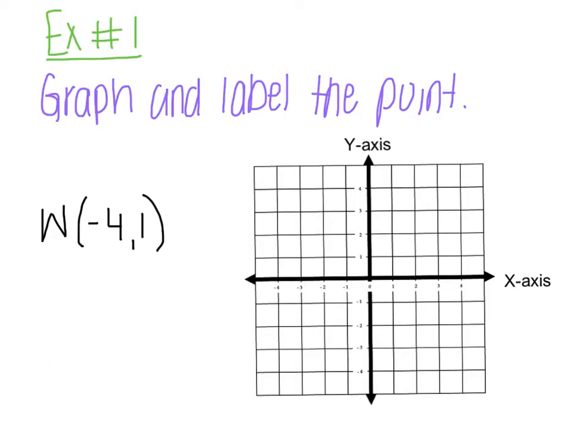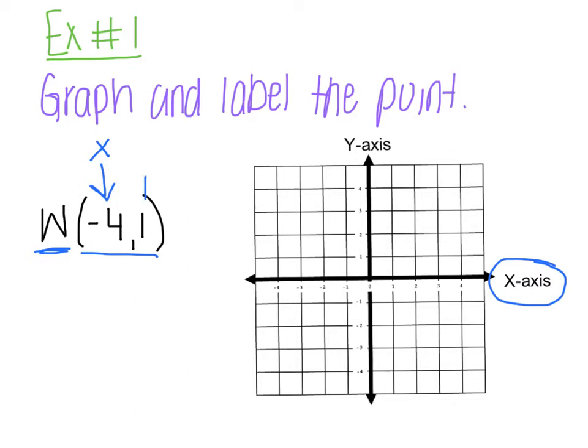Okay, example 1, we're going to graph and label the point. Our point is W. And W can be found at -4, 1. Now, we've briefly talked about this before, so I'm going to go over it again. Our first point is the x-axis. You can see the x-axis here. It tells us how many to go over. And now we're dealing with negatives. So if we have a negative number, we're going left. If we have a positive, we're going right, just like on a number line.